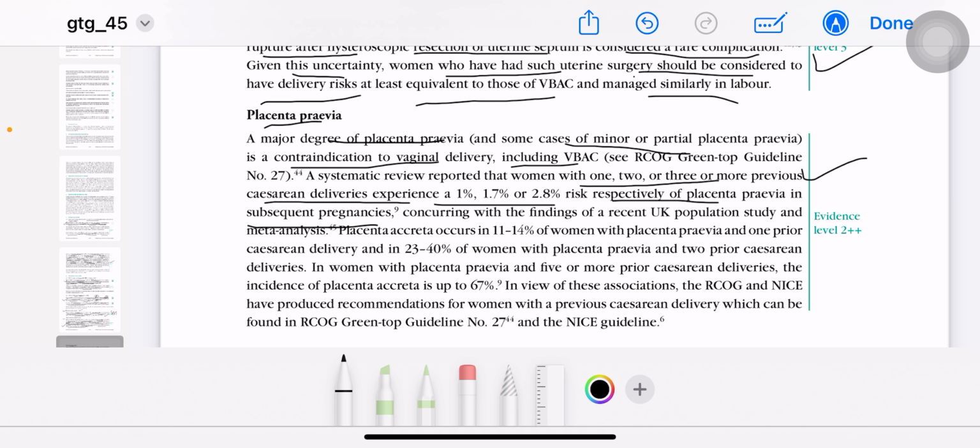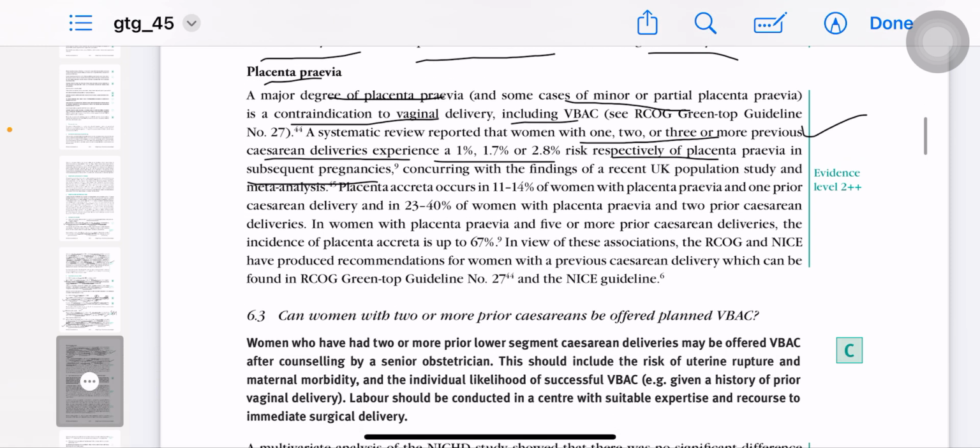The percentages are different in this VBAC guideline, but we will follow the placenta previa guideline, because in that the percentages are increased. So with one previous cesarean there is a 1% chance of previa next time, with two previous, a 1.7% chance that the patient has previa, and the rest is 2.5. So we will follow the placenta previa guidelines.